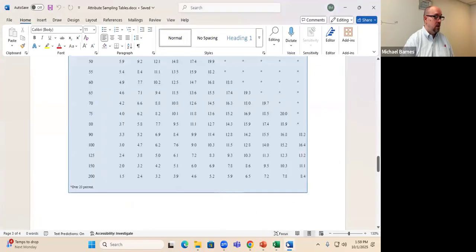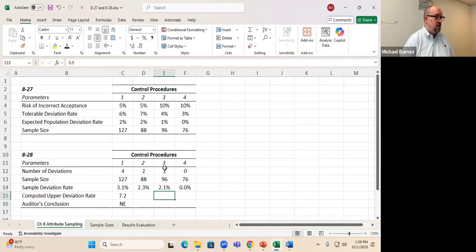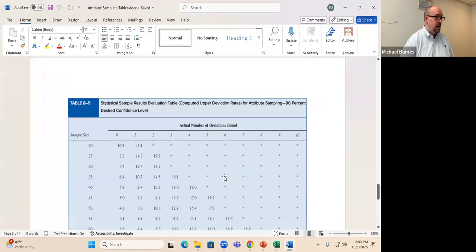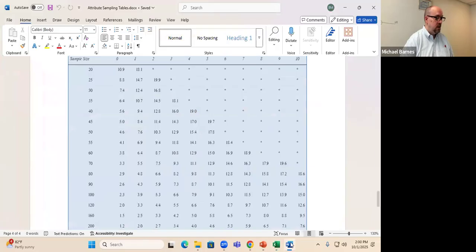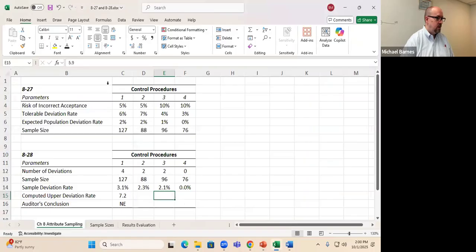So I'm going to do another one. I have 2 deviations in my sample, and my computed upper deviation rate in that case is going to be, what was the sample size? 96. So I'm going to go 2 to 96. I'm going to stay at 5.9. So I want to be more conservative. If that's the case, 5.9 relative to 4%, that's not effective.